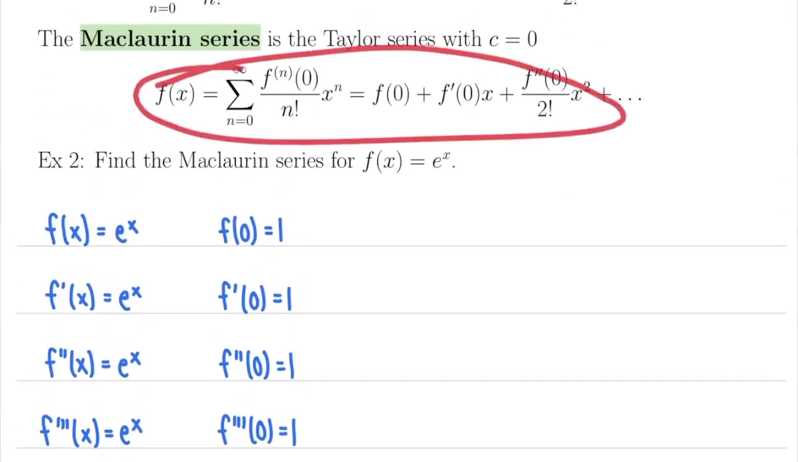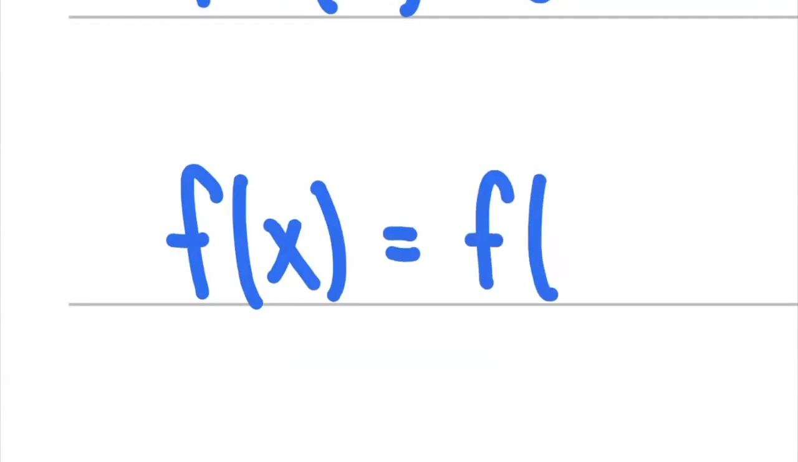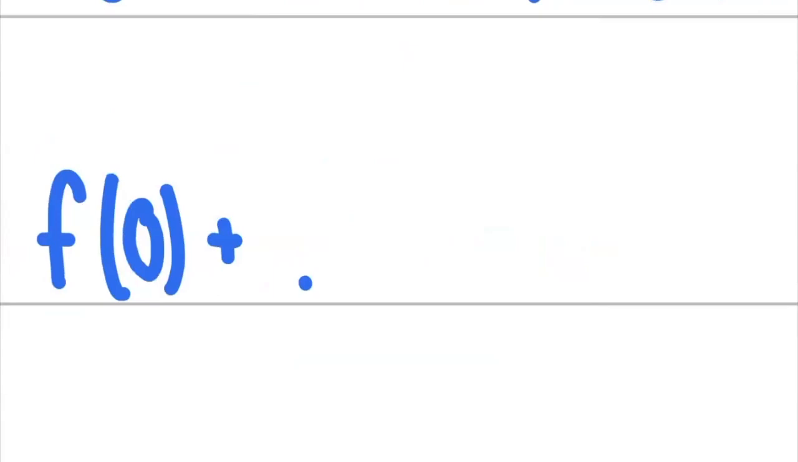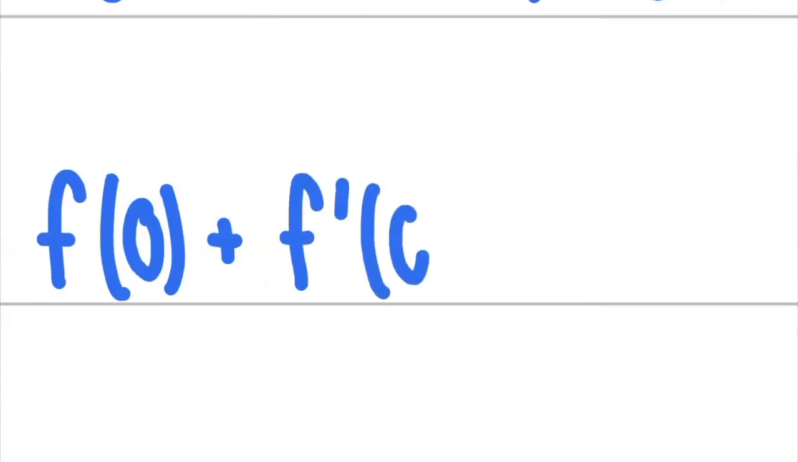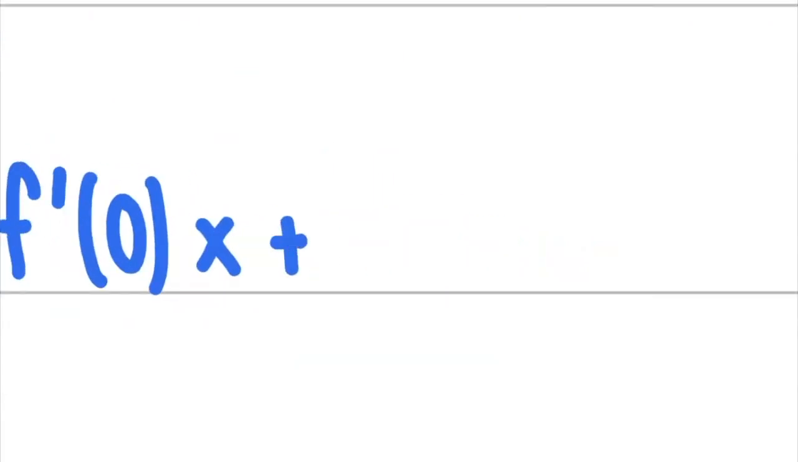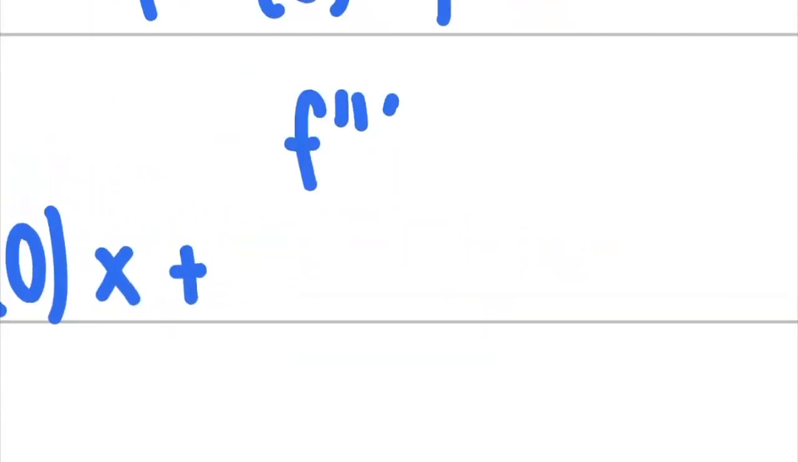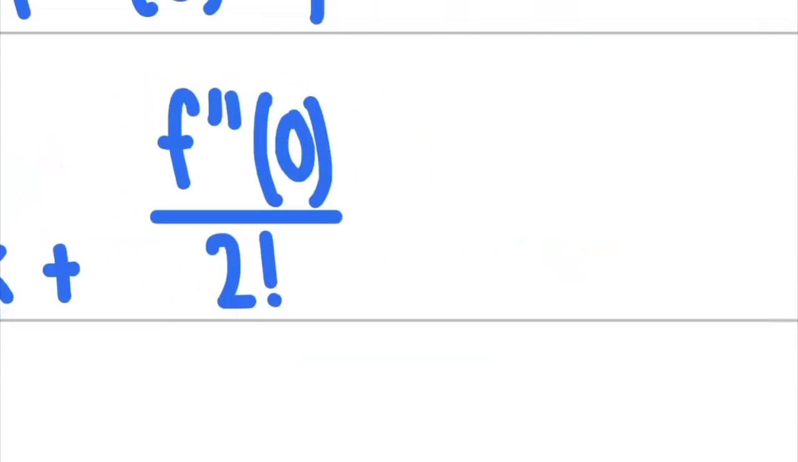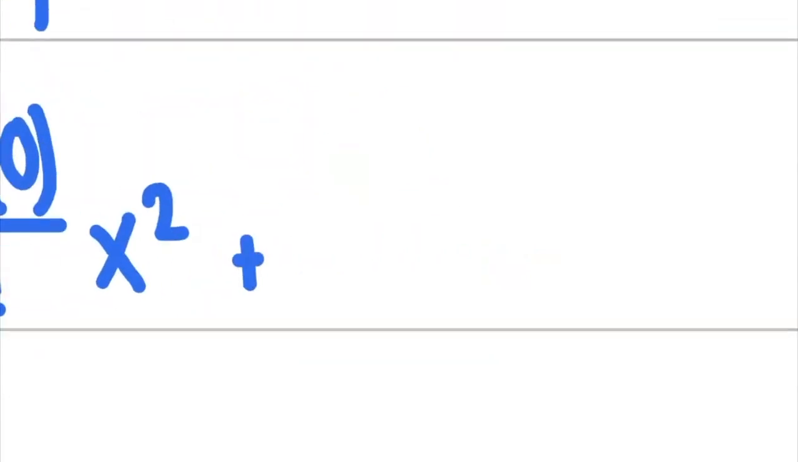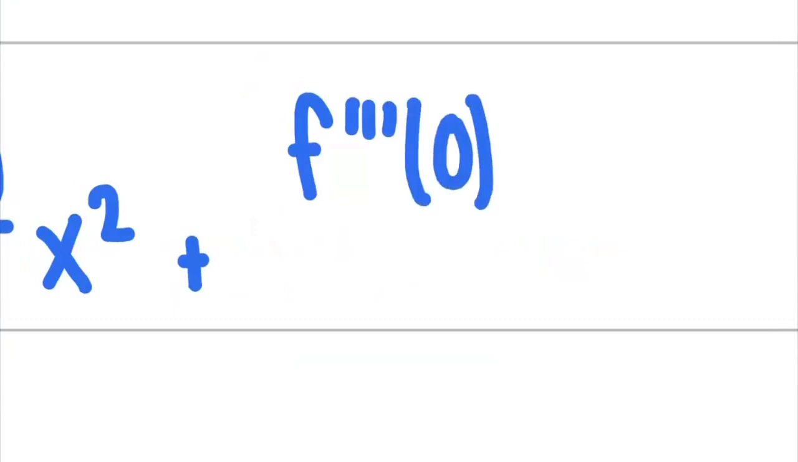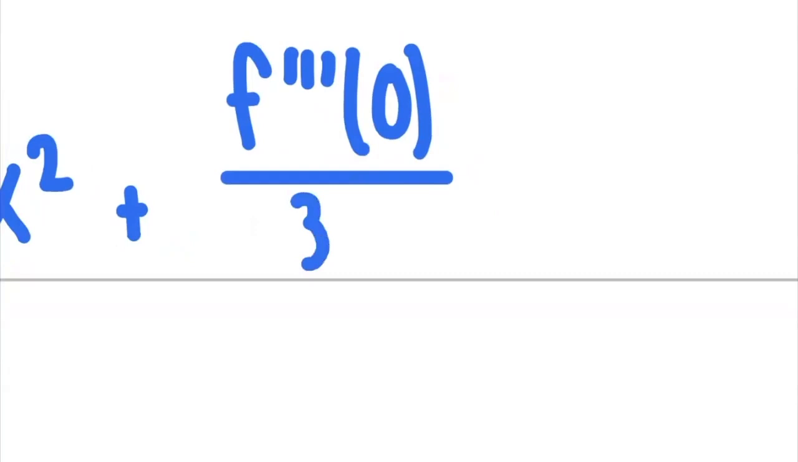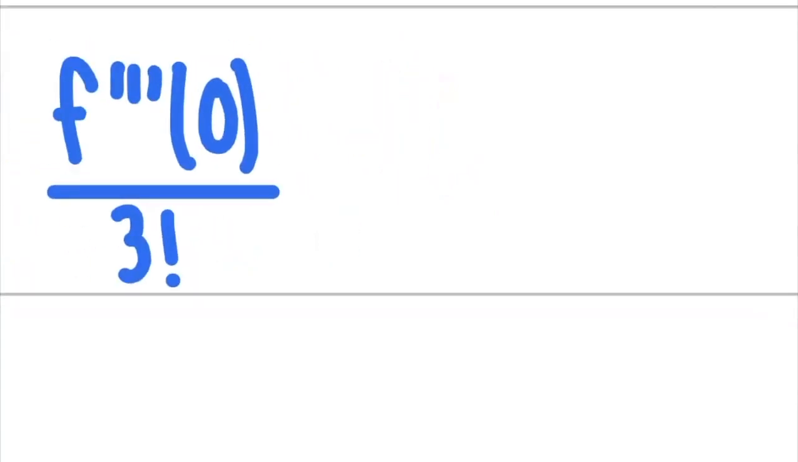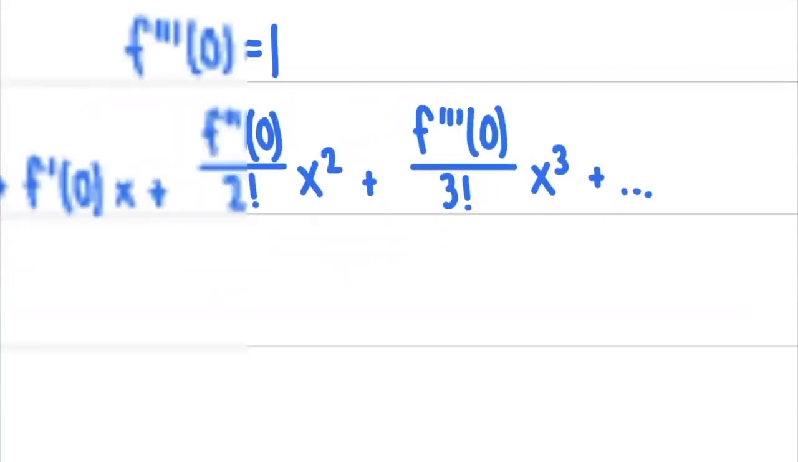Now I'm going to plug it into this formula right here. So let me just write it out again. So f of x equals f of 0 plus f prime of 0 times x plus f double prime of 0 over 2 factorial times x squared plus f triple prime of 0 over 3 factorial times x cubed, and so on.